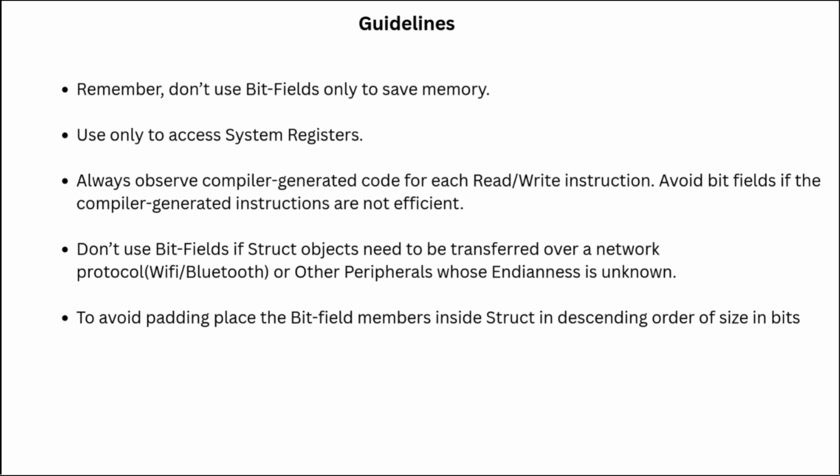And also you have to see the compiler-generated instructions. If they are not efficient, don't go for bitfields. Instead, you can use your own primitive data types like integers, and write your own logic to access the individual bits of the register. If you want to transfer the data across a network or to other peripherals whose endianness is unknown or different, don't use this. And to avoid padding, always keep the members in descending order of size.